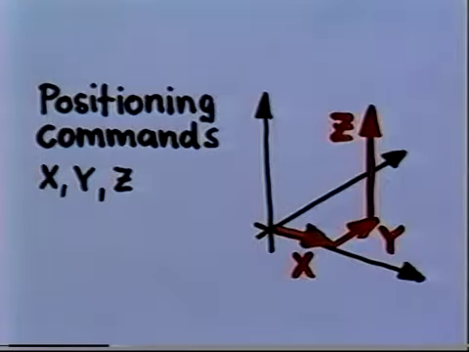Words are roughly divided into 4 groups. The first group contains positioning commands with addresses X, Y, and Z. As we have already seen, these addresses are used to program the destination of a traversing movement.